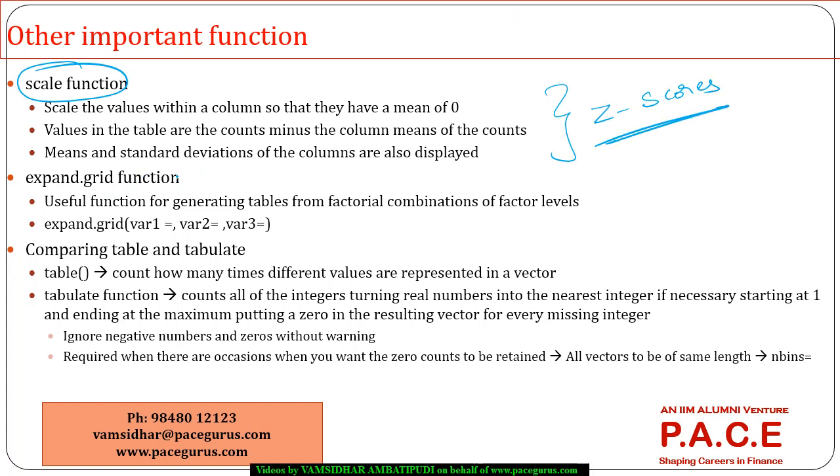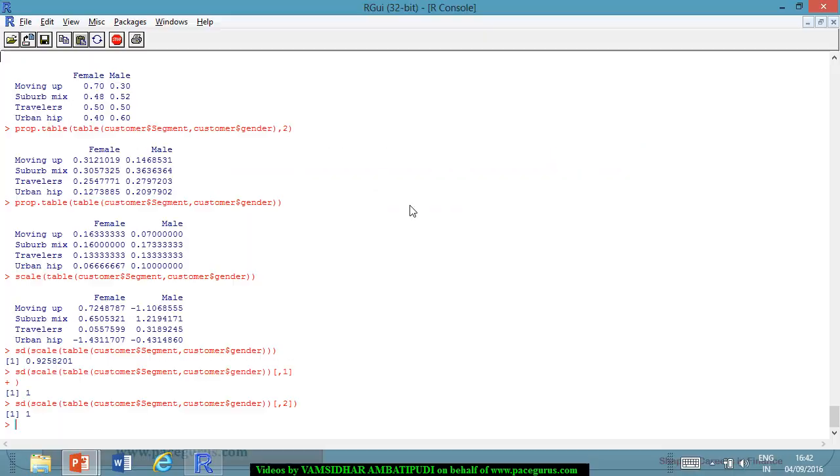Then the other important function that can come in handy with respect to tables is expand.grid. It's a useful function for generating tables from factorial combinations of the factor levels. Let's say I have different kinds of factor levels: variable 1, variable 2, variable 3. So let's say if I am talking about expand.grid, I have 3 variables. I'll call variable 1, which is a sequence, I'll say variable 1 equal to 1 to 5. I have 5 different values of variable 1. I'll say variable 2 is having 6 to 8 and variable 3 is having some other values, let's say a comma b. So I'll give it as a comma b.